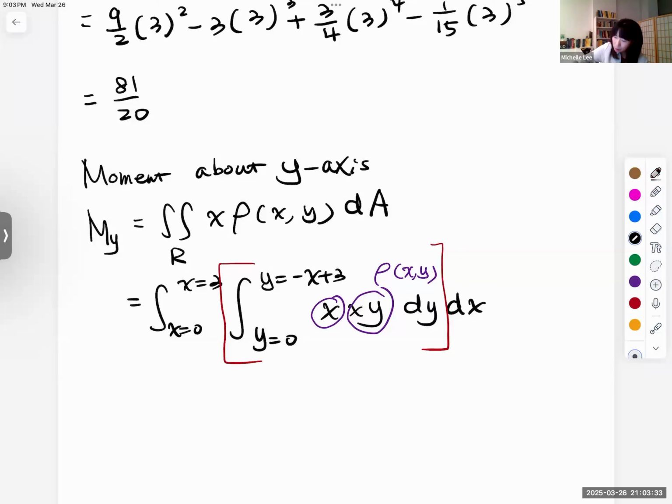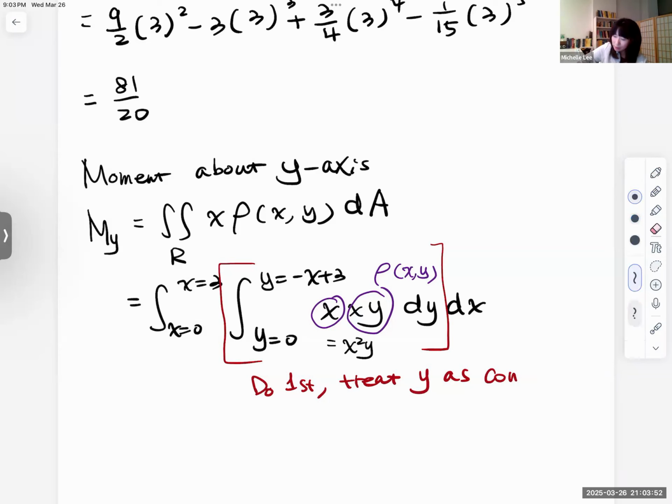Let's integrate with respect to y. So there will be x squared y, yes? So first, treat x as constant. Sorry.